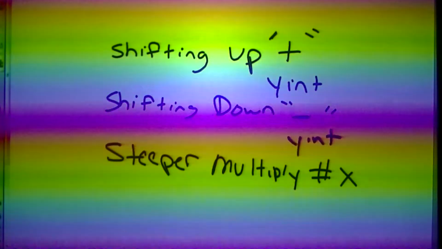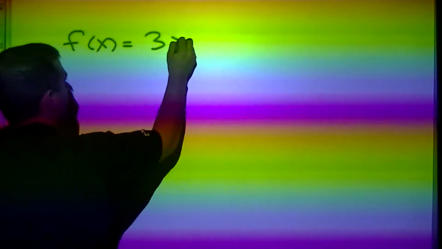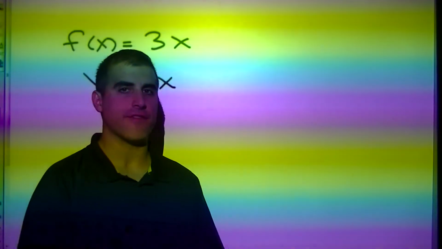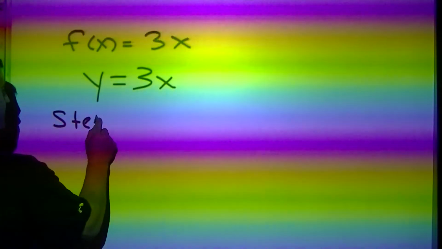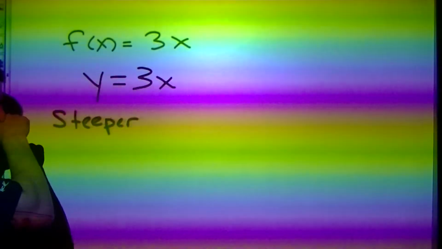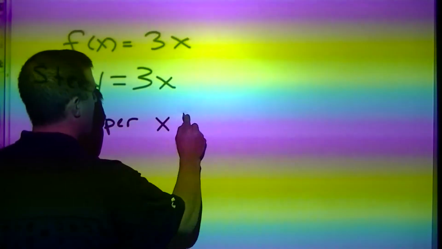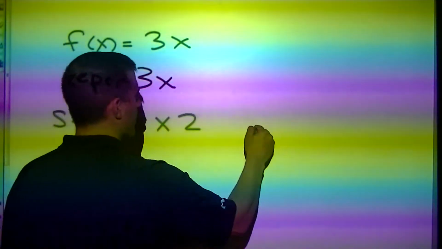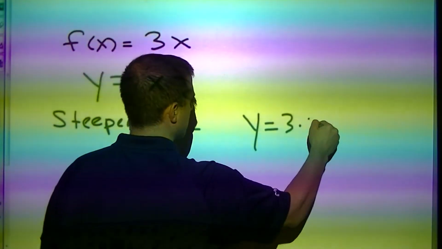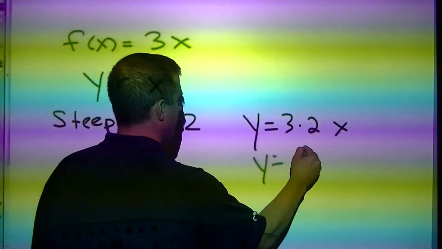Let me give you another example. Let's say it said f of x equals 3x. Now, f of x is just a fancy symbol for y, so don't get thrown off because you see the f of x. Let's say it said make it steeper. A good rule of thumb is to just multiply by 2. So I would have y equals 3 times 2 with x. That would be y equals 6x.